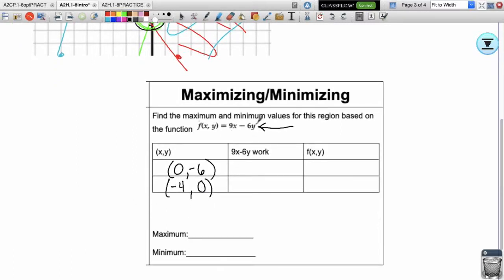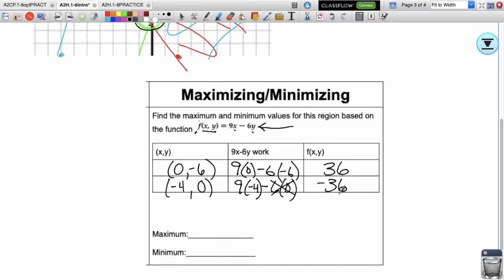I use this formula. So the name of the function is f. I'm going to plug in a coordinate pair for x and y and get out an answer. So I'm going to have 9 times my x, which is 0, minus 6 times my y, which is negative 6. Well, 9 times 0 is 0. Negative 6 times negative 6 is positive 36. Next, I'm going to plug these in, this for x and this for y. So 9 times my x value, which is negative 4, minus 6 times my y value, which is 0. Well, again, that cancels. So I'm really just left with 9 times negative 4, which is negative 36.